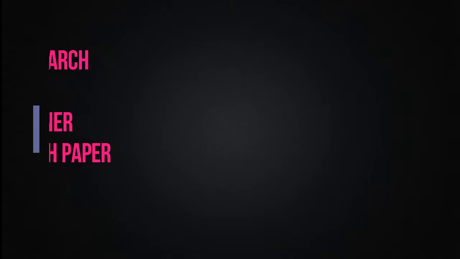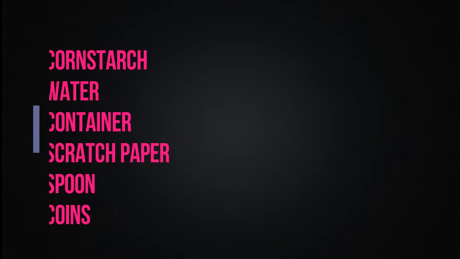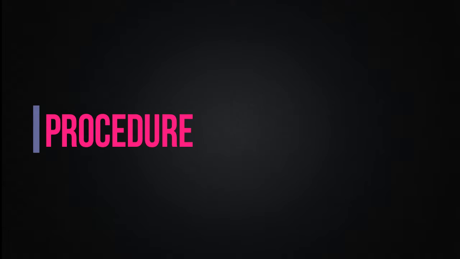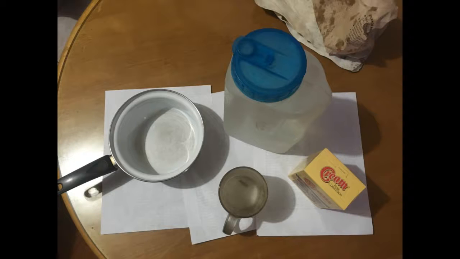We are going to need the following materials for this project: cornstarch, water, a container, scratch papers, spoon, and coins. Here are the steps in creating our non-Newtonian fluid. First, place the newspaper on the table and put the materials on it.